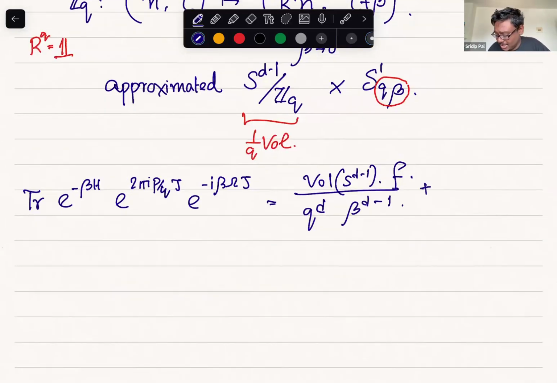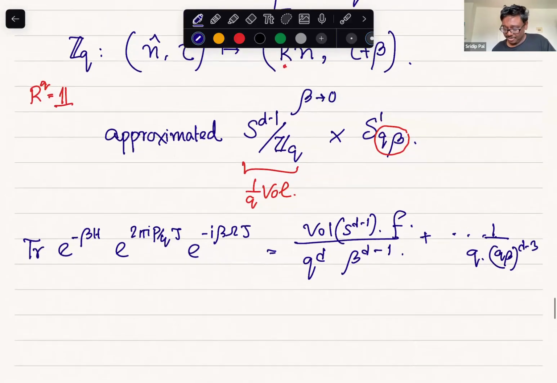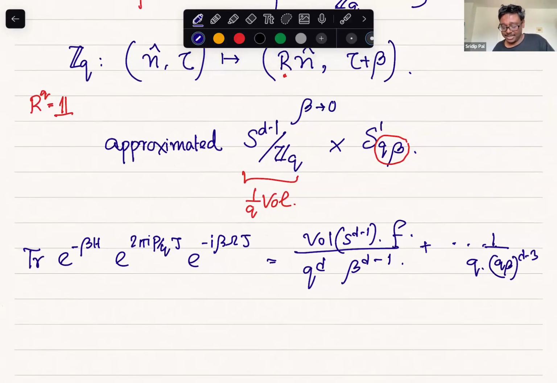And not only that, I can also evaluate the other terms, and I just have to do this replacement. There would be a 1 over q coming from the volume factor, and whatever the powers of β, I have to change β to qβ. So the next term would be 1 over (qβ)^{D-3}, for example, and so on. So one part of the data is completely fixed by this analysis.